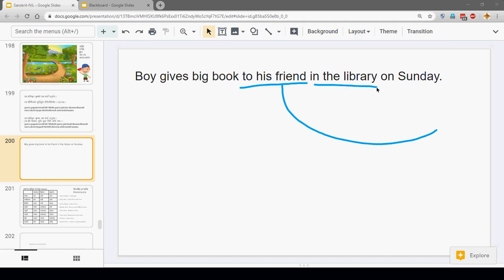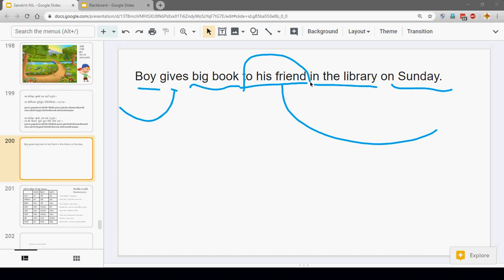Mostly. Sometimes that may not be possible, but generally, like in the library, boy gives big book, and again on Sunday can be moved around, and big book can be moved around. But boy gives will remain here, because we cannot move gives anywhere else. Boy has to be there because boy is the subject of this sentence. He is doing the action. So there are some rules in English as per the English grammar. But generally, the entire phrase here, to his friend, can be moved around, mostly in some places.